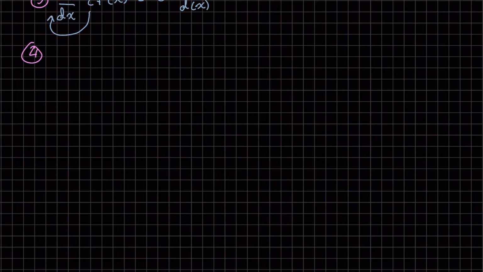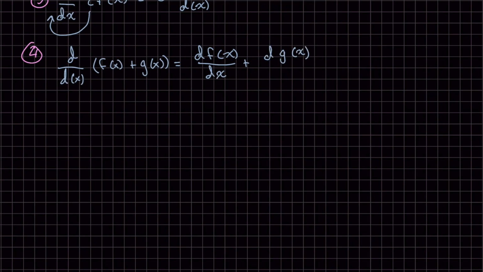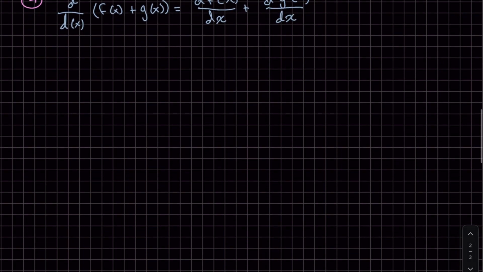So if we have the derivative with respect to x of functions that are being added, say f of x plus g of x, this is equal to the derivative of f of x with respect to x plus the derivative of g of x with respect to x. Once again, they're not too complicated. These are just rules. As a math student, you will eventually just memorize.